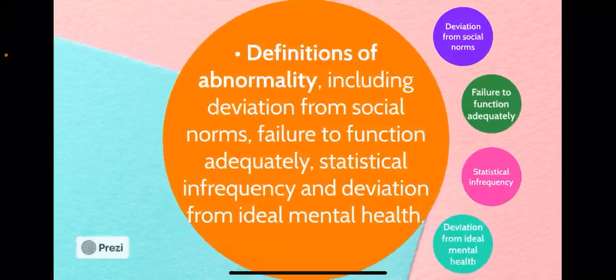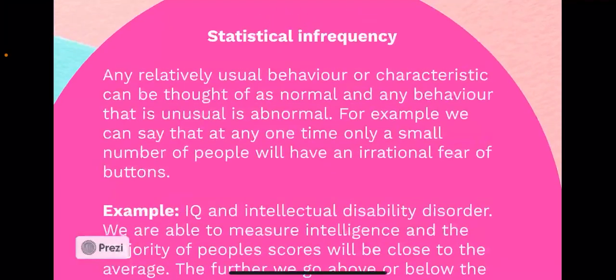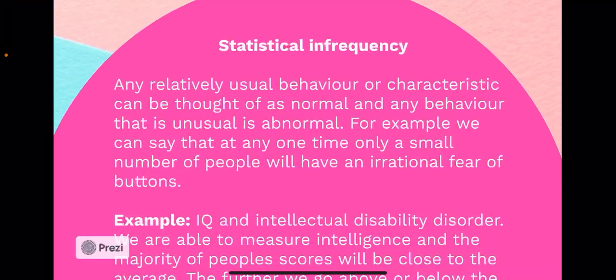So next we have got statistical infrequency. Any relatively unusual behaviour or characteristic can be thought of as abnormal. So if behaviour is usual, we would say that it's normal, but a behaviour that is unusual we would say is abnormal. For example, we can say that at any one time only a small number of people will have an irrational fear of buttons, therefore this behaviour is abnormal.